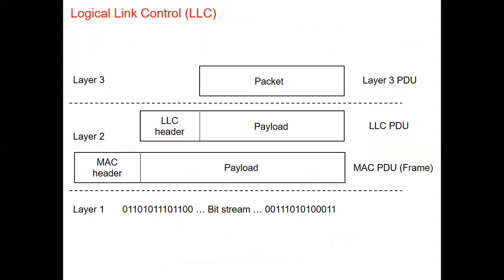So at layer 3, the PDU is a packet, okay? Then at layer 2, the PDU is a frame. So the packet at layer 2 has a header added, then the payload. A payload is the actual data being transmitted. Then layer 2 MAC has the MAC address and the payload. Then layer 1 deals in bits, those zeros and ones. They are actually bit streams, and it's this bit stream which is converted to a signal.